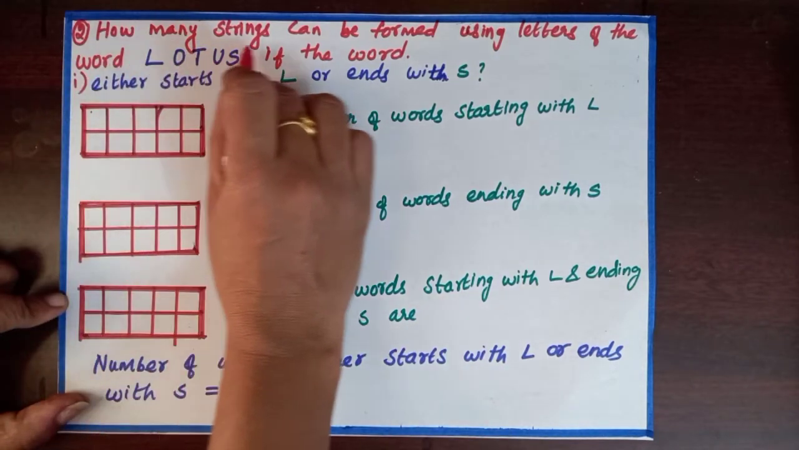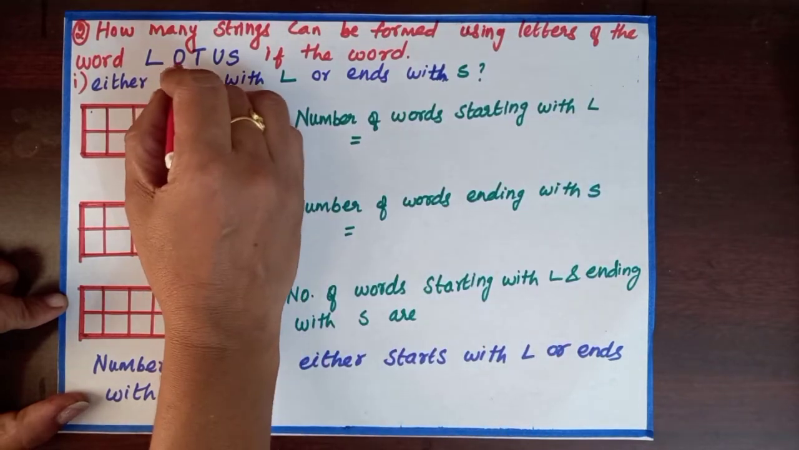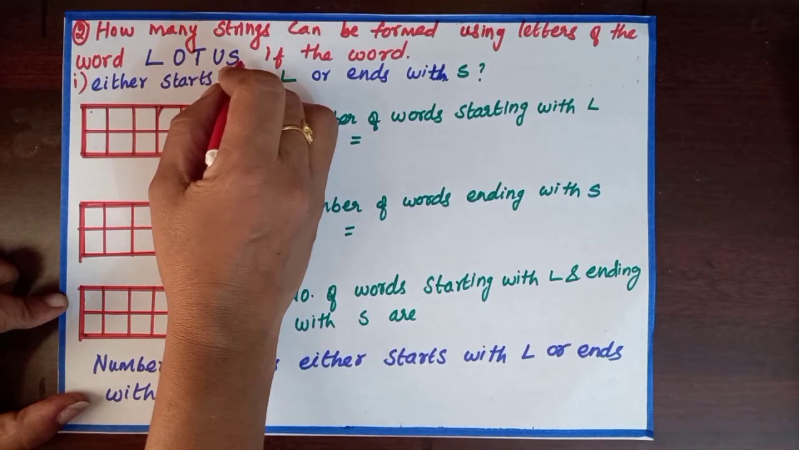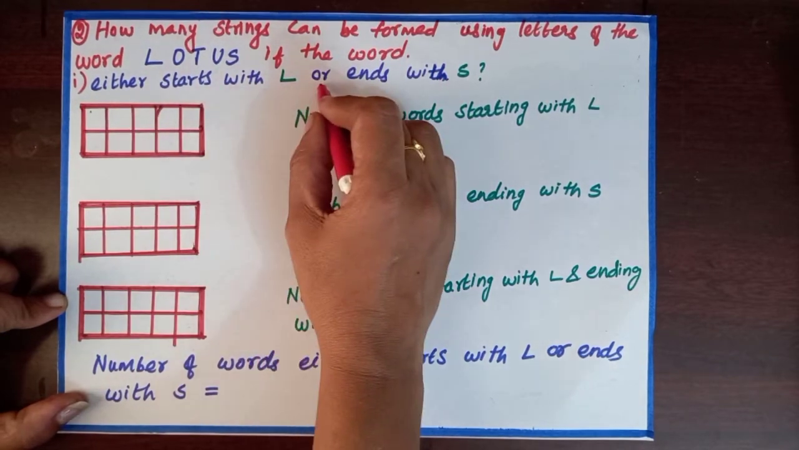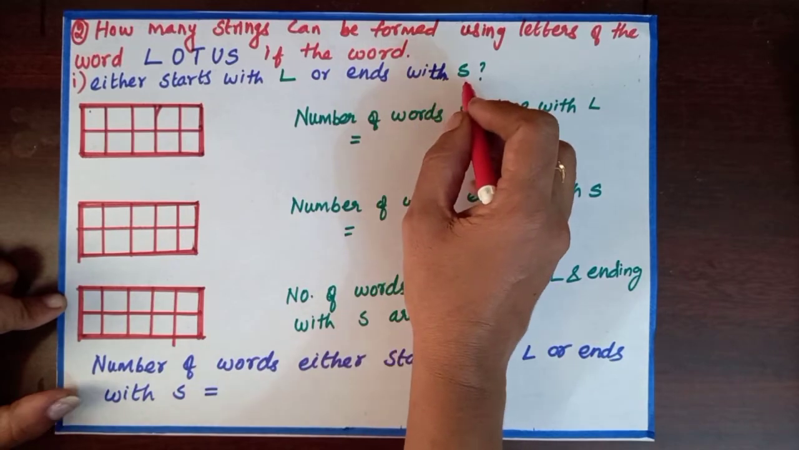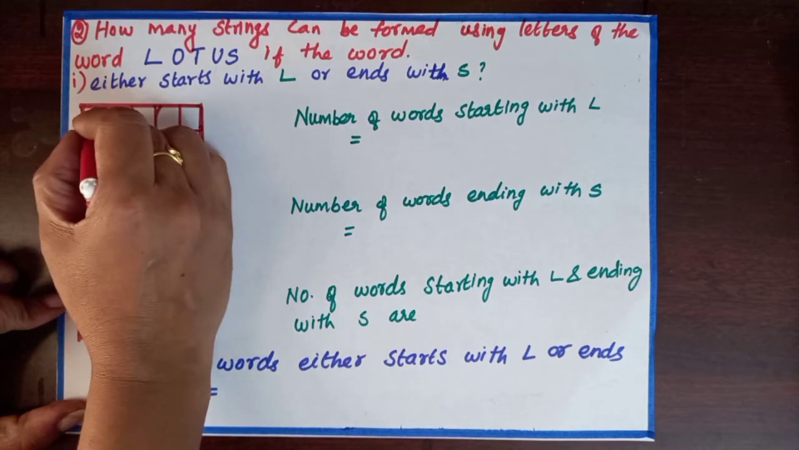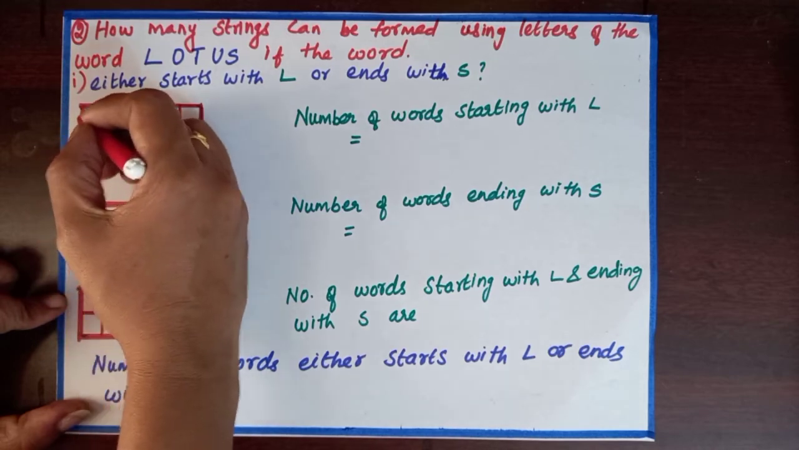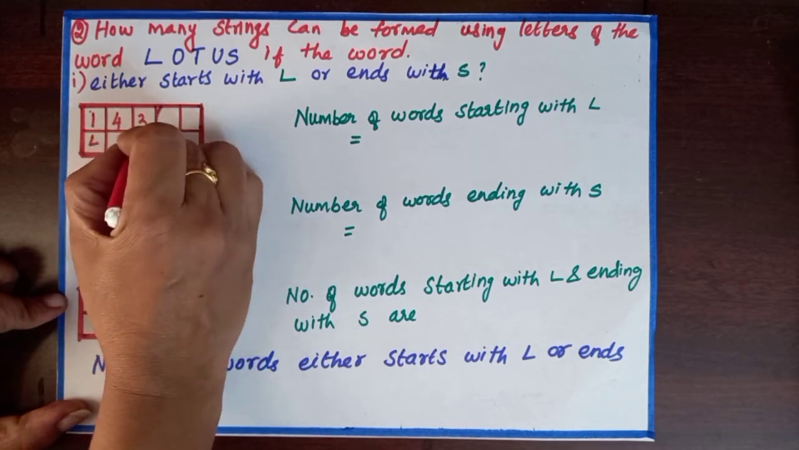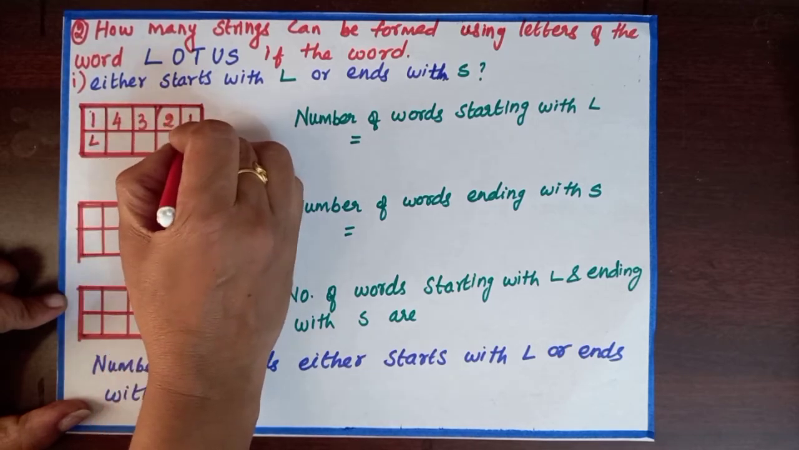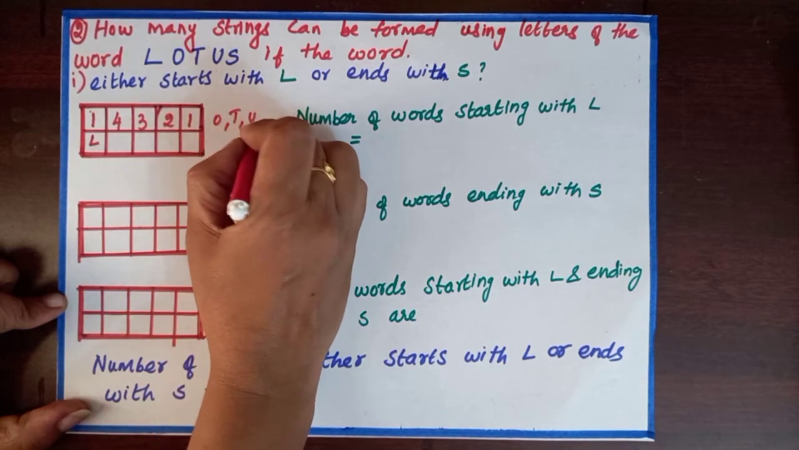Question number 2. How many strings can be formed using letters of the word lotus, L-O-T-U-S, if the word either starts with L or ends with S? Since the word starts with L, the first place can be filled in one way. The remaining 4 boxes can be filled in 4, 3, 2, 1 ways by the remaining letters O, T, U, S.